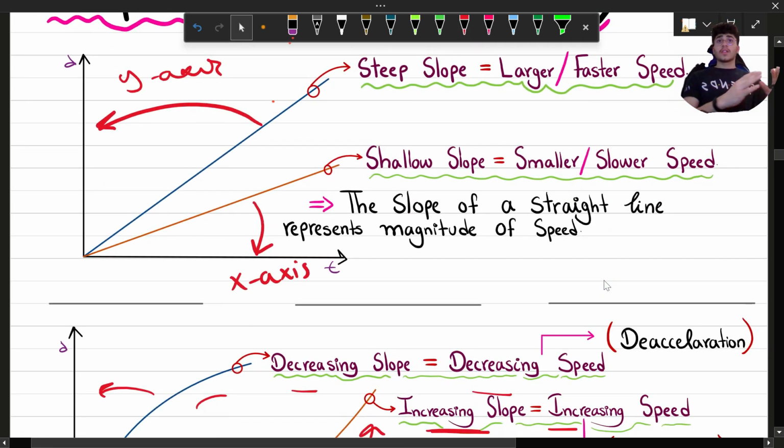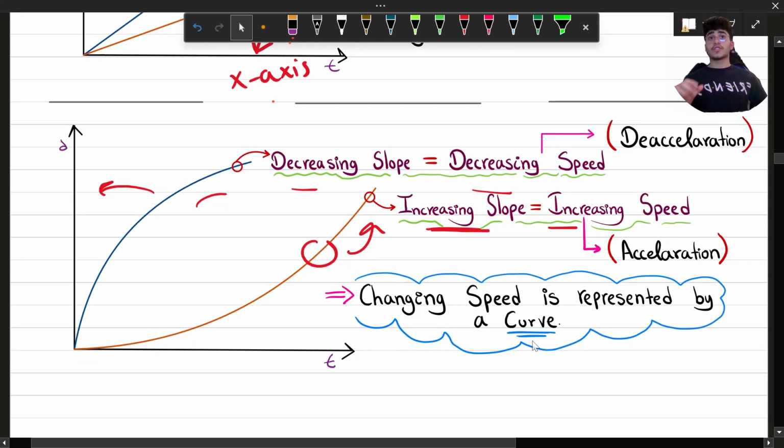So again, closer to the y-axis, speed is larger and faster. Closer to the x-axis, speed is slower. This is for constant speed gradients. For changing speed gradients, decreasing speed is closer to the y-axis, increasing speed is closer to the x-axis.